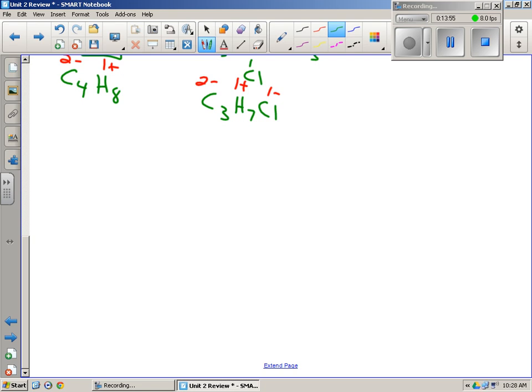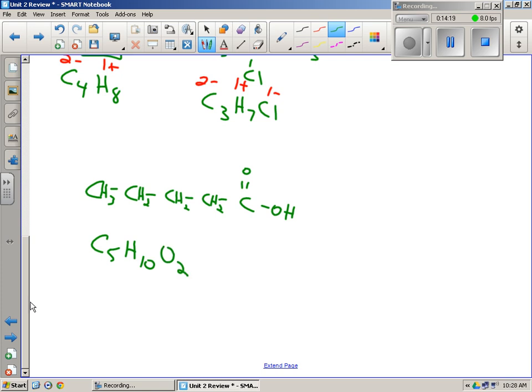Next is pentanoic acid. Pentanoic acid looks like that, filled in with some H's here: CH2, CH2, CH2, CH3. That would be C5H10O2. Once again, hydrogens are a 1 plus, oxygens are a 2 minus. So that is a total of 10 positive and 4 minus. That's a 6 positive, which means I need carbon to be a 6 negative altogether. So each one of these is a negative 6/5. Negative 6/5 times 5 is a negative 6.